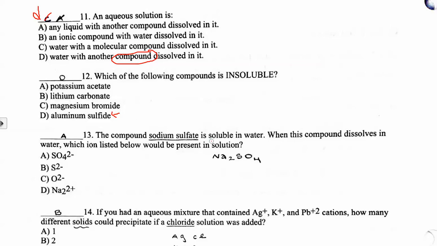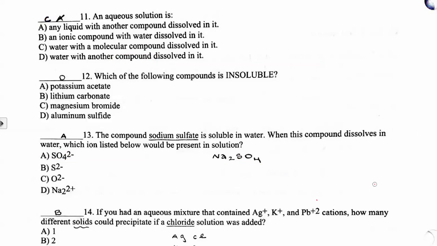Okay. 13, the compound sodium sulfate is soluble in water. So when it dissolves, guys, you've got Na plus and you've got SO4 2 minus. Right? You got 2 Na's and 1 SO4 2 minus. So if you look, A is the only one that matches up. If you had 2 Na plus here, that would be fine. All right, because that looks like that. All right, 14.